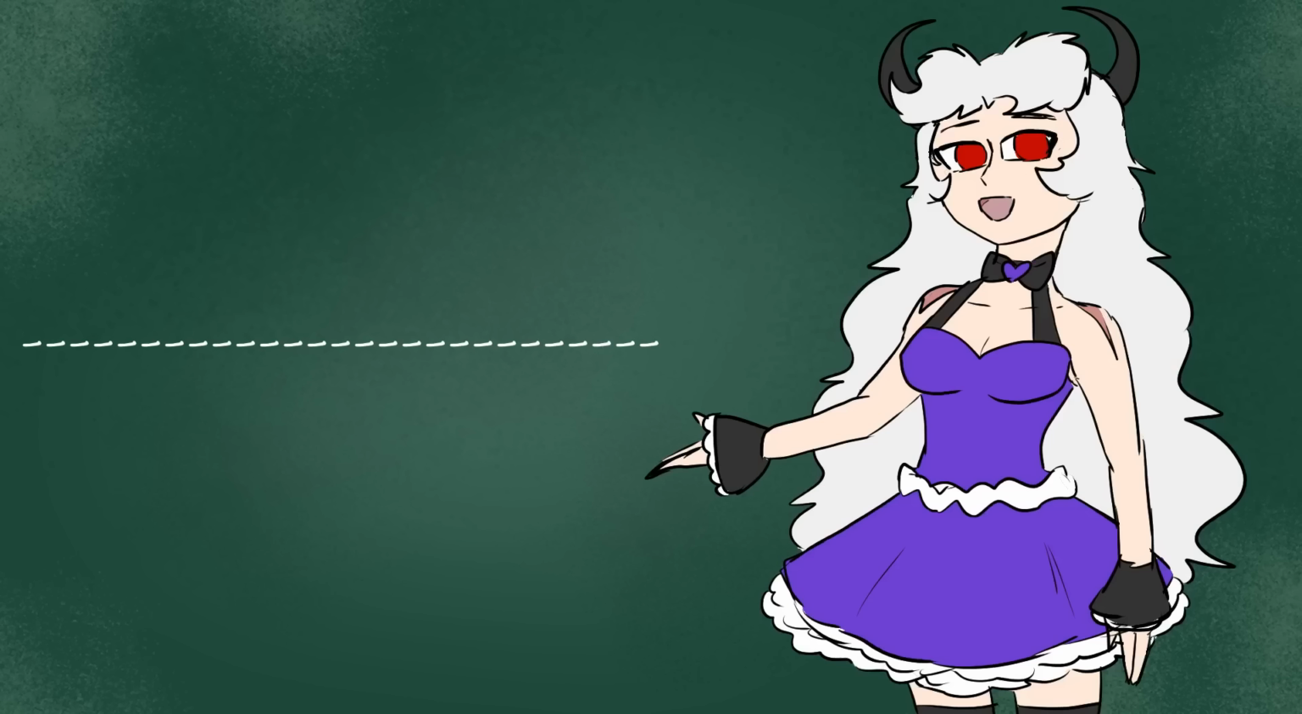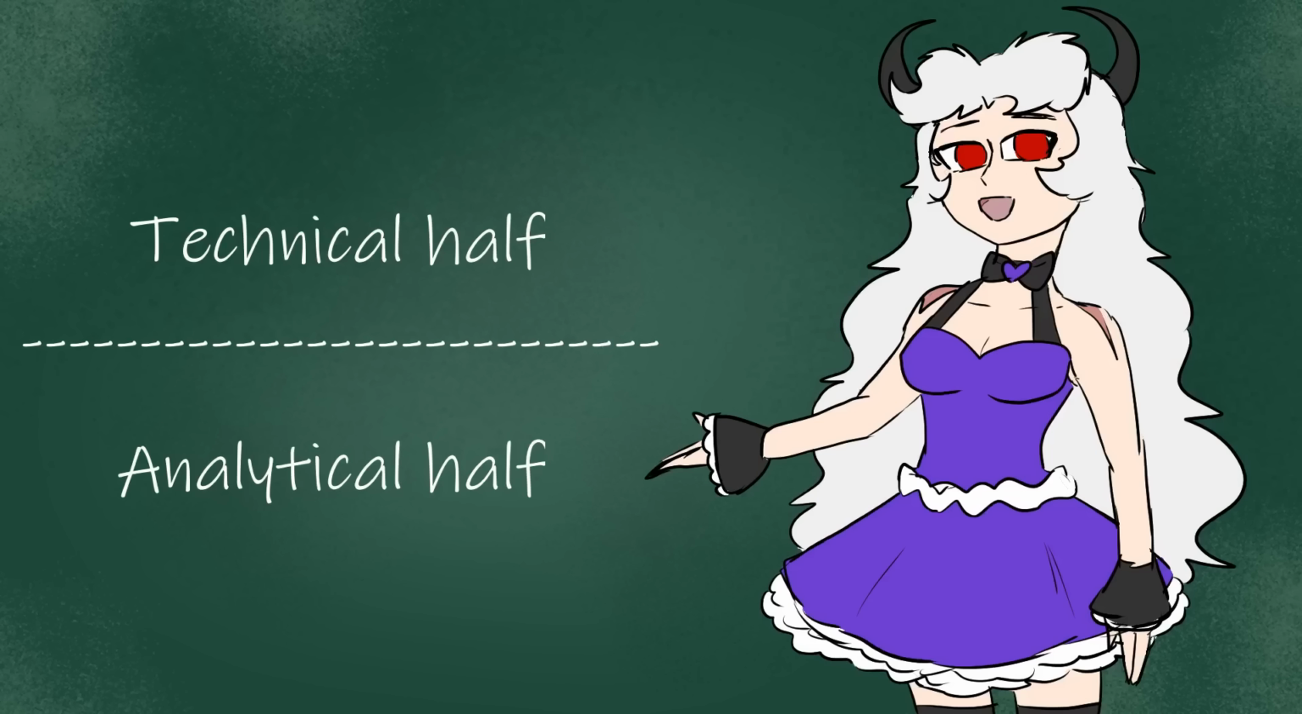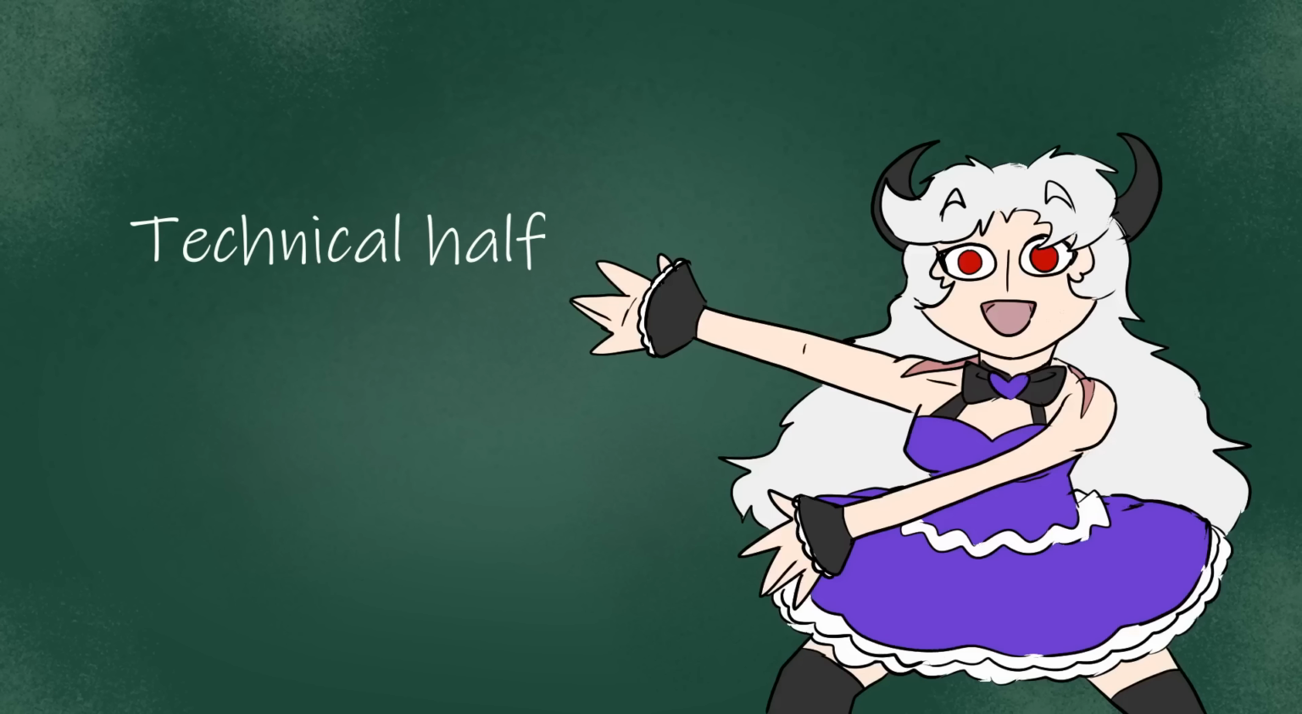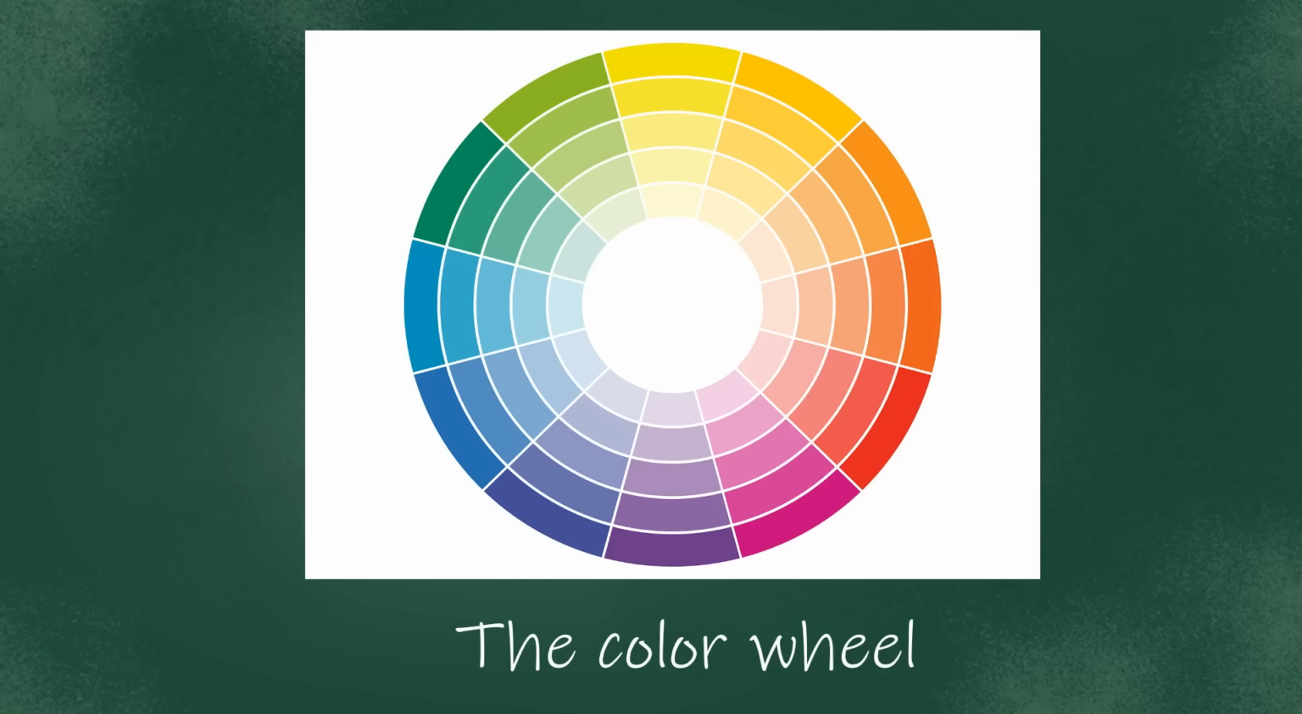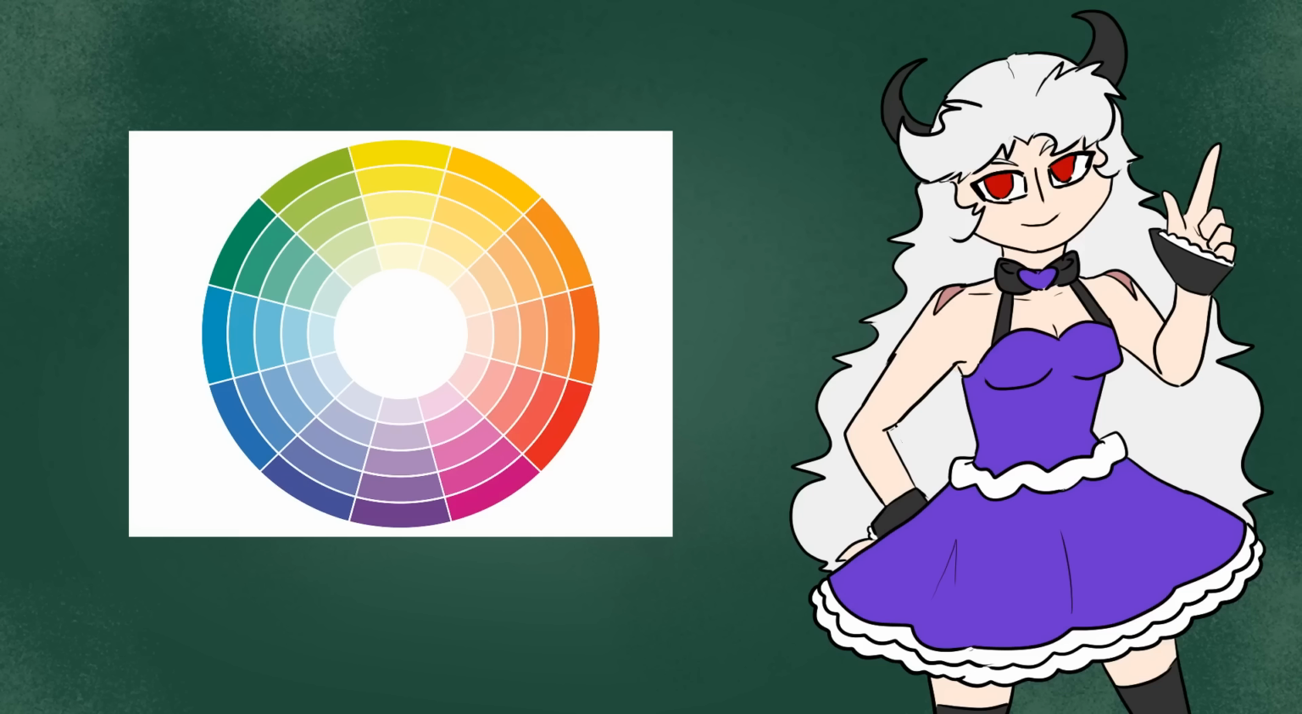There are two halves to color theory. There's the technical half and the analytical half. Both are integral for understanding color theory properly, and we're going to start with the basics and move up, which means we start with the technical side of color theory. Color theory is, at its core, understanding the color wheel and how the colors across it interact with each other. So before anything else, we need to make sure everyone understands the color wheel.